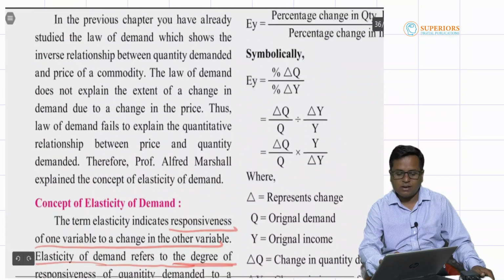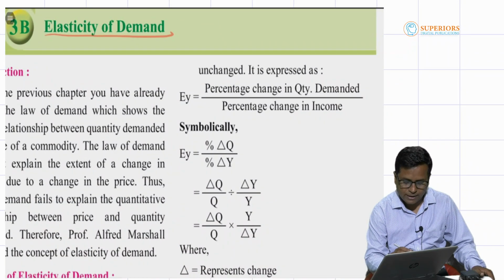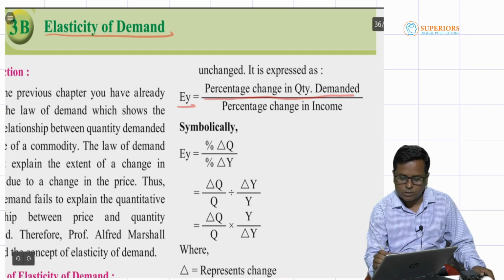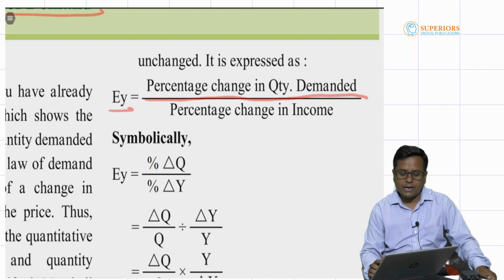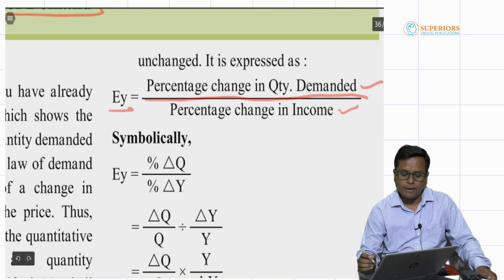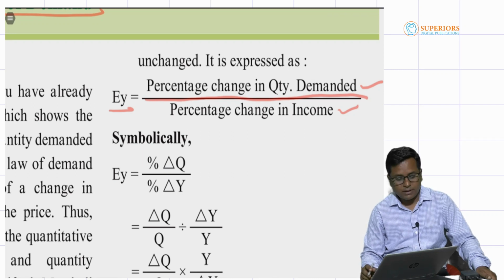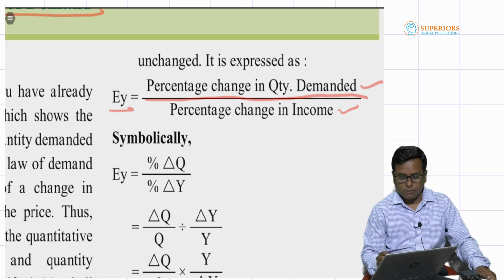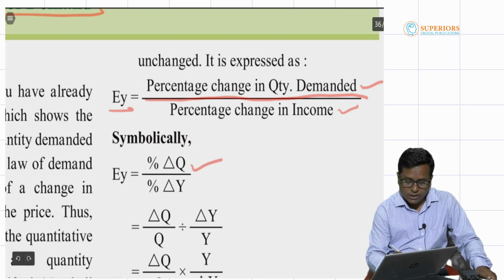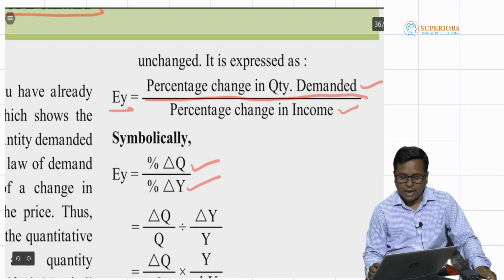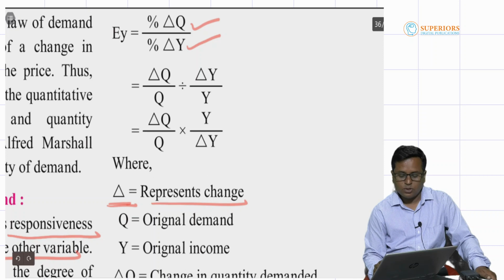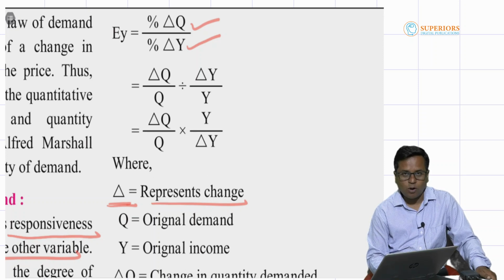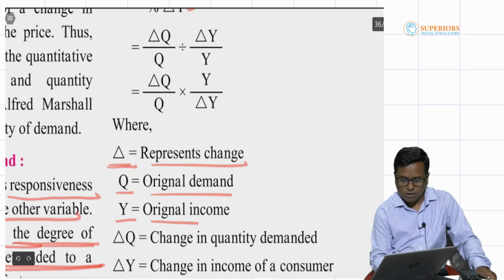Symbolically, income elasticity of demand is expressed here. Income elasticity of demand is equal to percentage change in quantity demanded divided by percentage change in income. Here, this sign stands for change in, this is also called delta. Q stands for original demand. Y stands for original income.